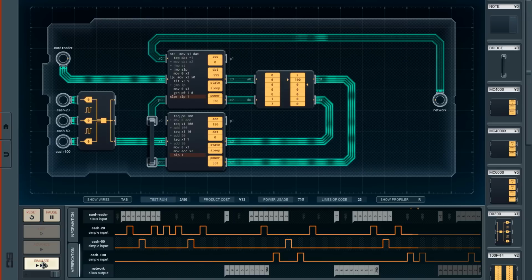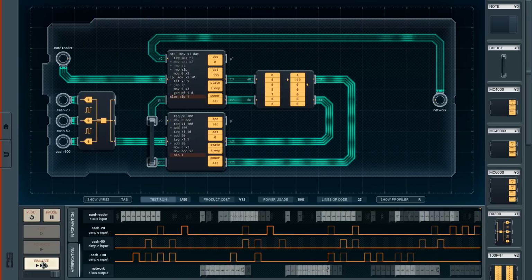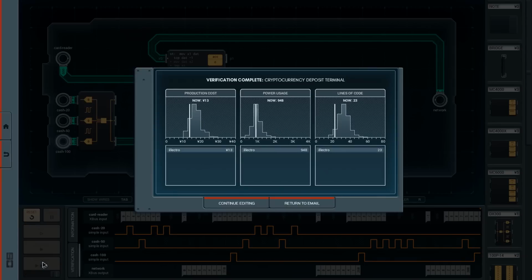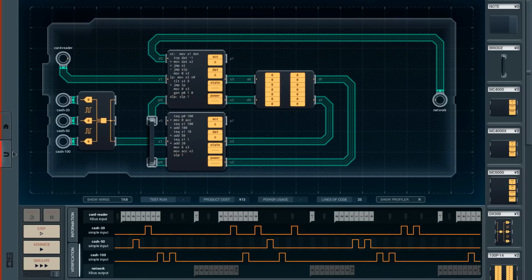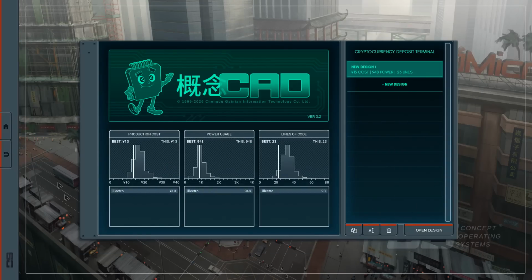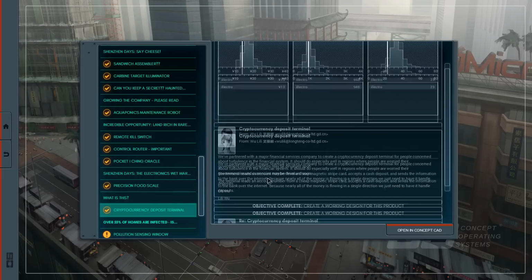Excellent, excellent, excellent. Lots of excellence. There's all the cryptocurrency, all the bitcoins in the world, and power usage 948 in the middle. Could be better. Production cost is pretty good. Lines of code is definitely erring on the side of pretty darn excellent. So maybe I can improve that, but I think I'm going to stick with this for now. Oh, come out of the continue editing. Let's see what happens. We've partnered.